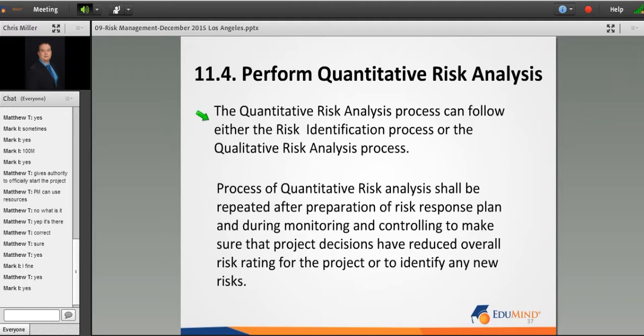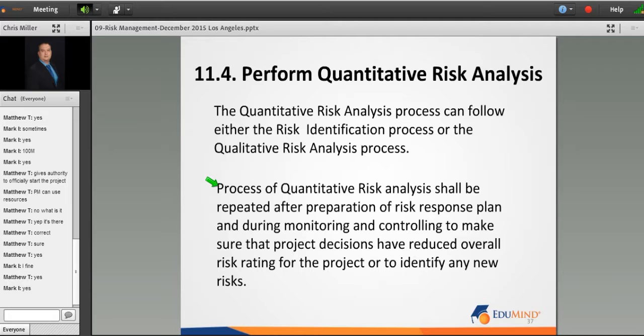The quantitative risk analysis process can follow either the risk identification process or the qualitative risk analysis process. The process of quantitative risk analysis shall be repeated after preparation of the risk response plan and during monitoring and controlling, to make sure that project decisions have reduced the overall risk rating for the project or to identify any new risks.